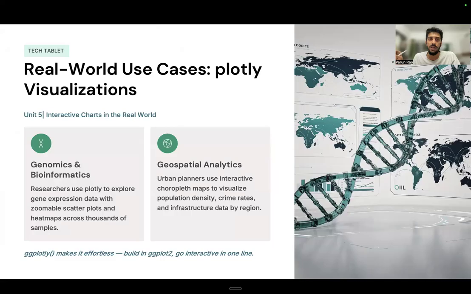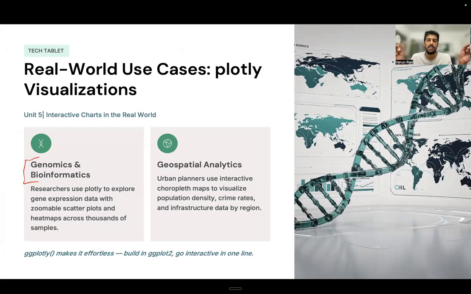Now, there are also some real world use cases, a bit more, like genomics and bioinformatics. Okay, so researchers use Plotly to explore gene expression data with zoomable scatter plots. So because it's interactive, you can zoom into your scatter plot like 5x, 10x, and you can look across different heat maps that are generated across thousands of samples. Now, because of this, you would be able to identify if there's a relation between person X who's 1,000 years back, and person Y who's in this generation. I mean, just imagine, it's such a wonderful thing to happen.